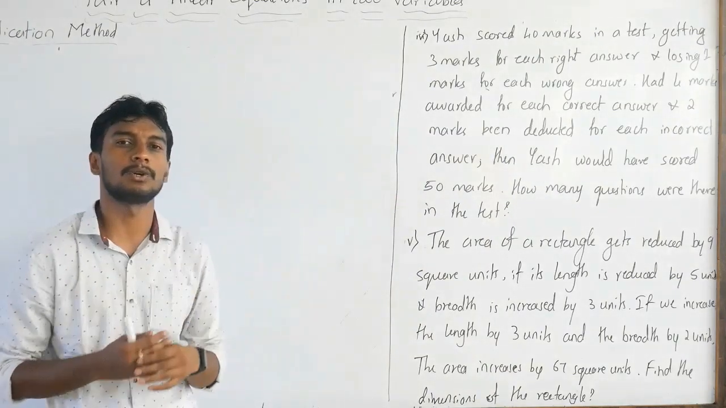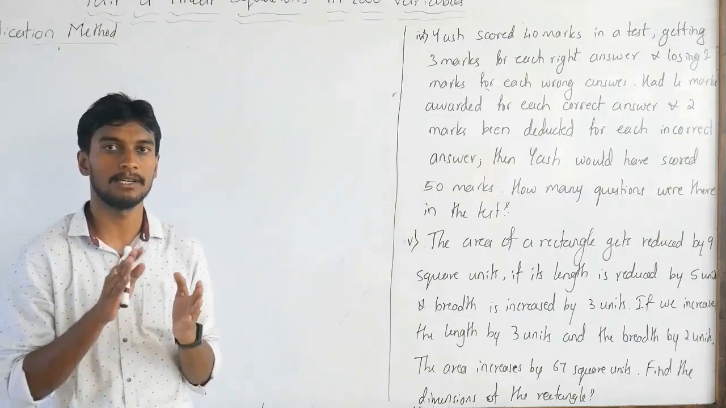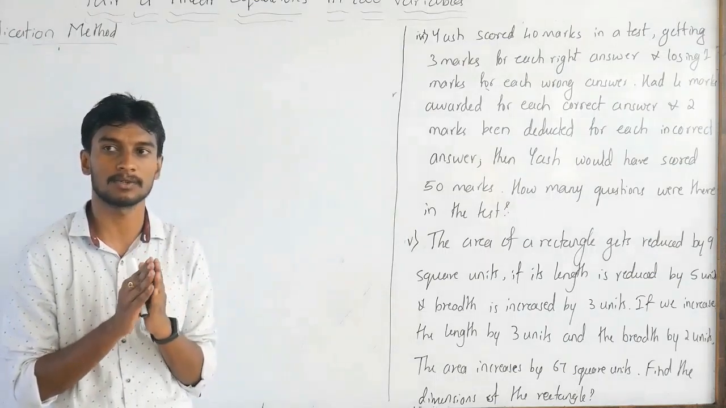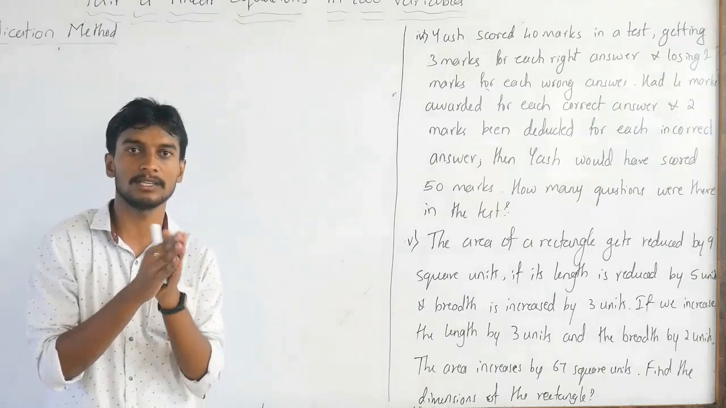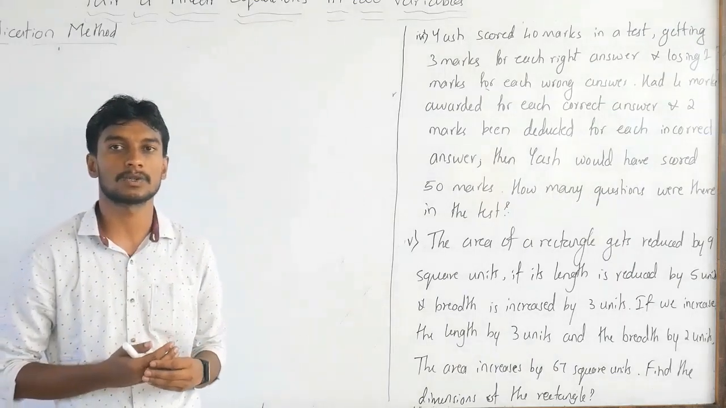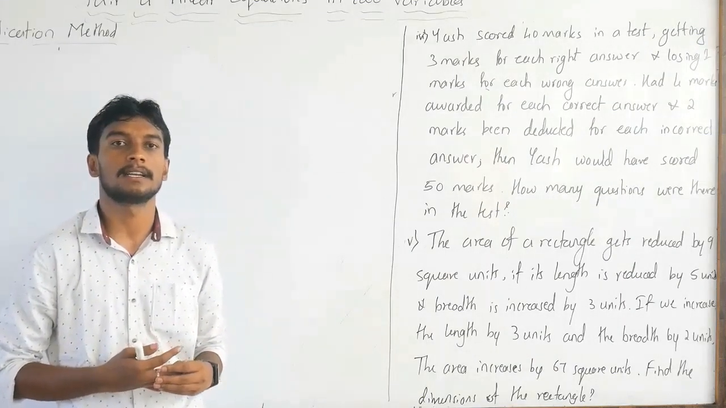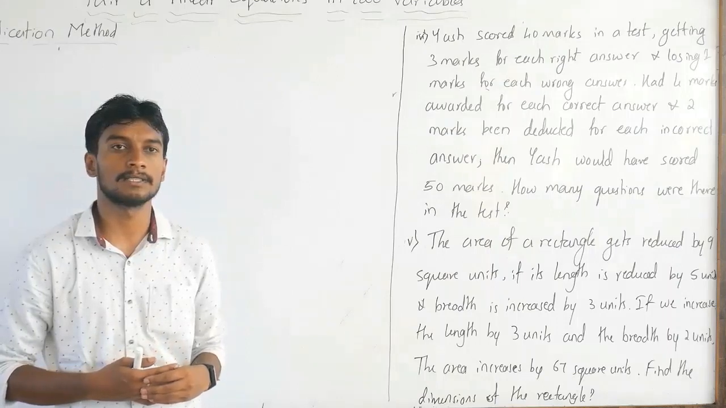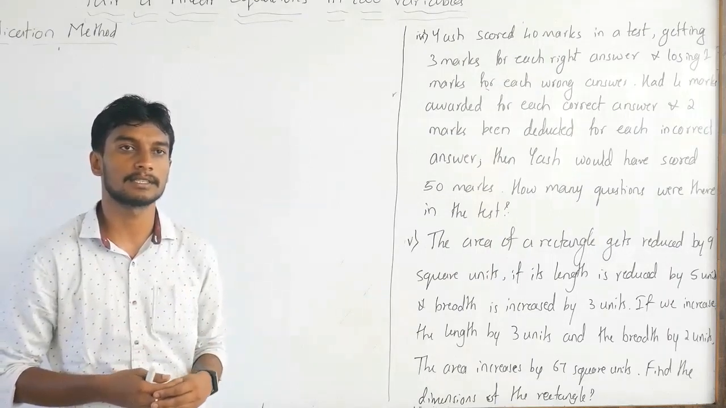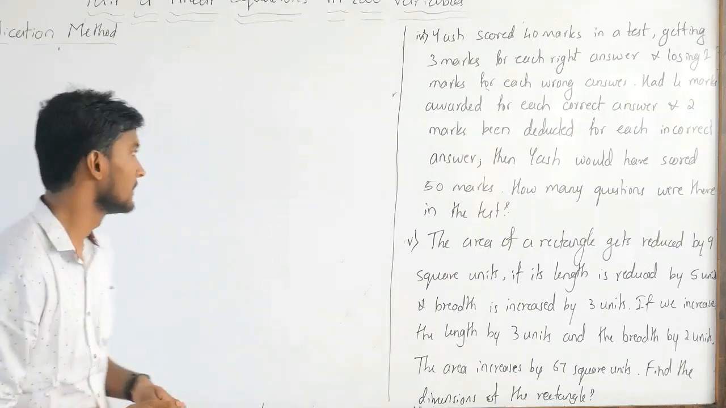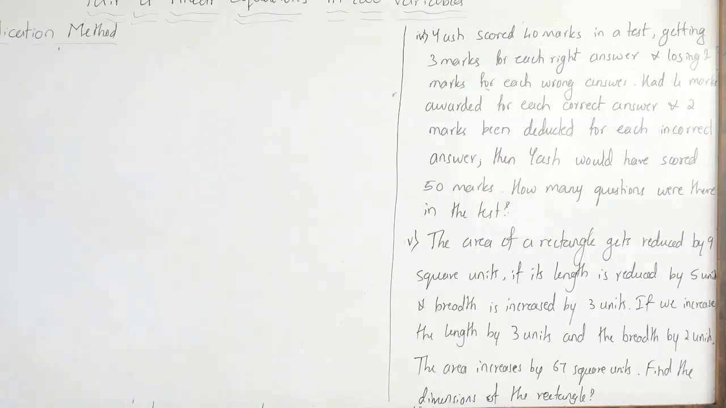So it means we don't know how many questions are there, but we know that in those questions some are correct answer questions and some are wrong answer questions. So let us consider the number of correct questions is equal to x and the number of wrong answers is equal to y.